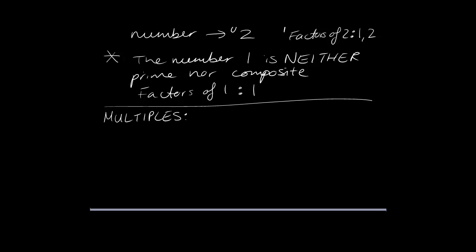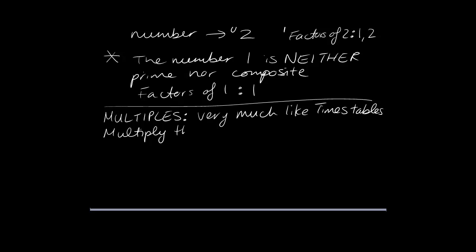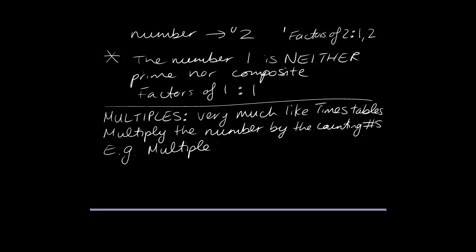Okay. Now, when we're talking multiples, they're very much like times tables. Because basically we're talking about multiplying the number in question by the counting numbers. Okay, so let's have a look at an example. If we were to look at the multiples of 3, we're taking the number 3 and we're multiplying it by the counting numbers. So 3 times 1, 3 times 2, 3 times 3, 3 times 4, and so on.